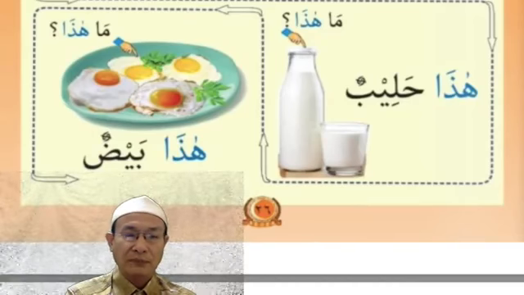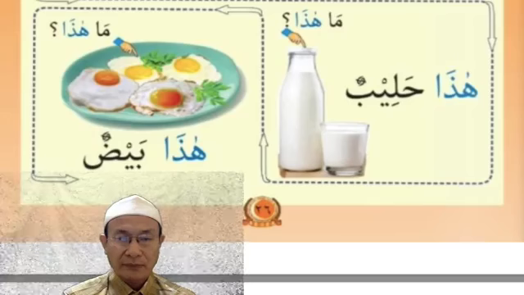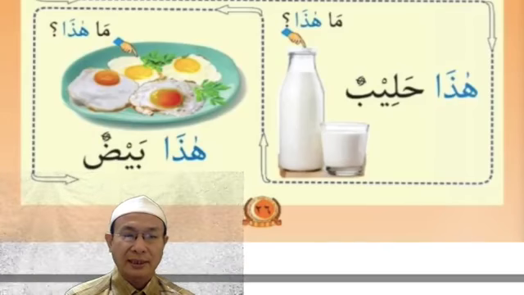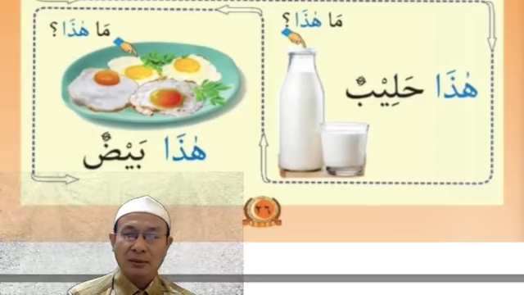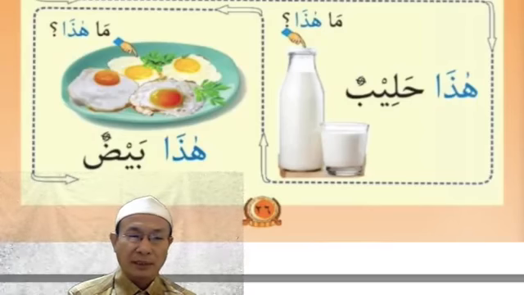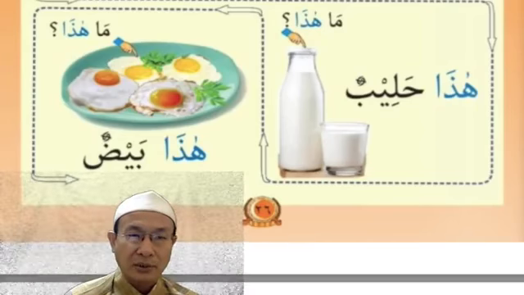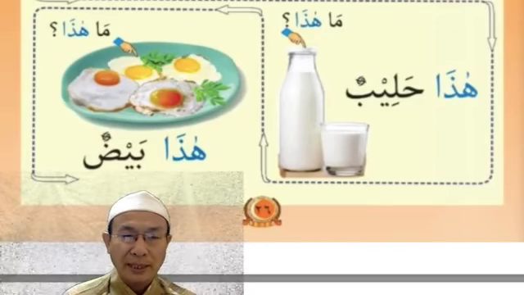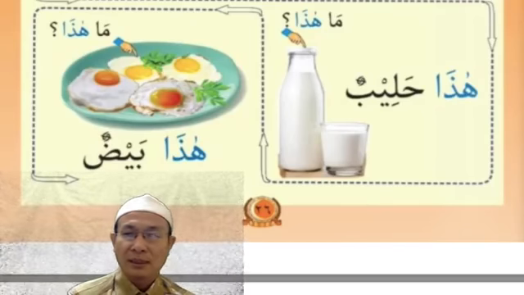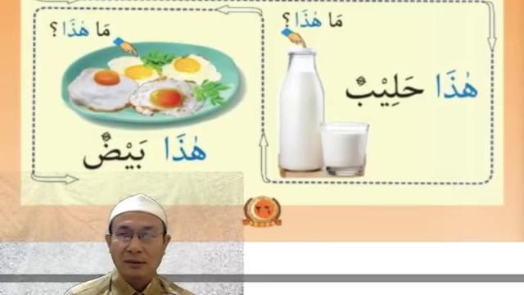What do you see? You see eggs. Right? Eggs. So egg is called baydun. In Arabic, egg is called baydun. Baydun. Egg.